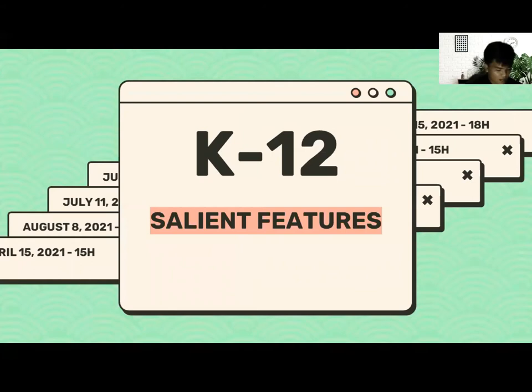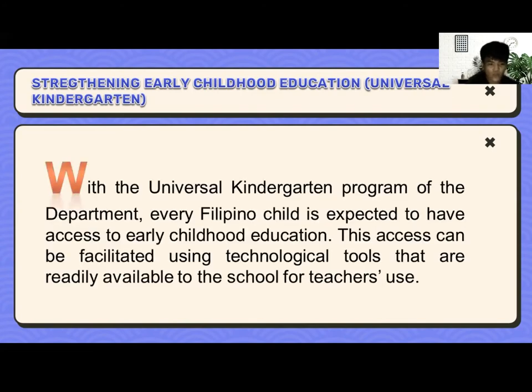We have six salient features of the K-12. The first one is strengthening early childhood education. To strengthen, in Bisaya or in Tagalog, is to make the early childhood education, or the universal kindergarten, solid enough. This salient feature states that with the universal kindergarten program of the department, every Filipino child is expected to have access to early childhood education.